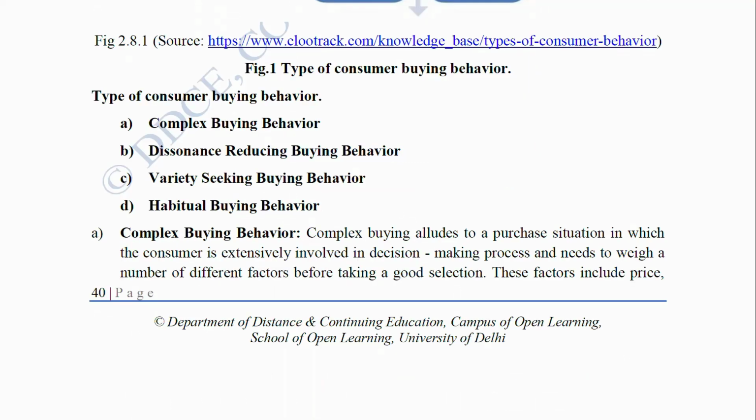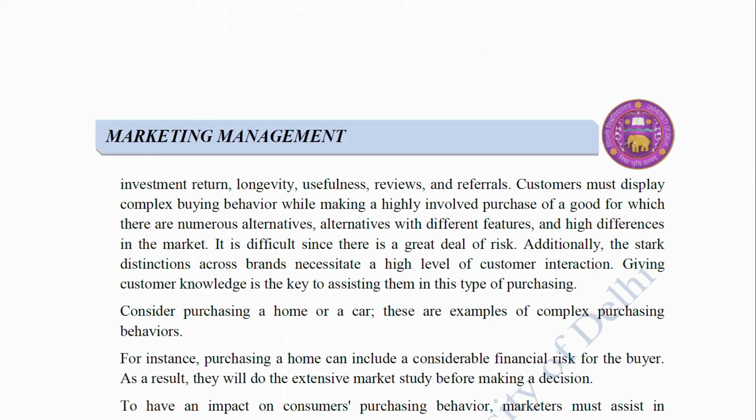Complex buying alludes to a purchase situation in which the consumer is extensively involved in a decision-making process and needs to weigh a number of different factors before making a good selection. These factors include price, investment return, longevity, usefulness, reviews, and referrals. Customers must display complex buying behavior while making a highly involved purchase of a good for which there are numerous alternatives with different features, and high differences in the market.